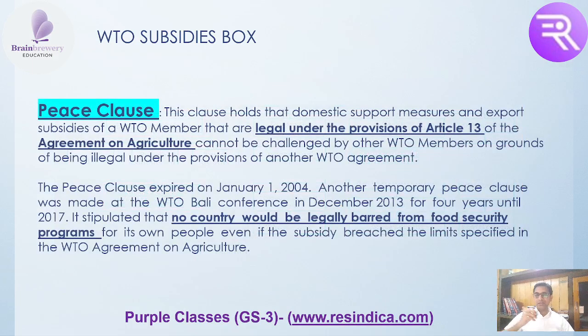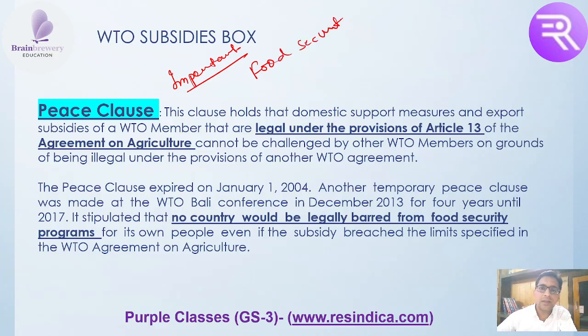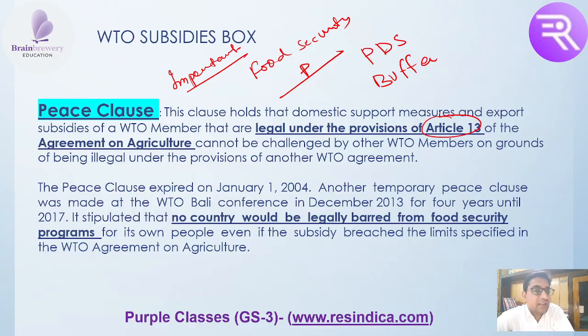Okay, so there is also a peace clause, because this is very important, because there are a lot of countries which are running food security programs. They have to keep PDS, they have to keep buffer stock. So there is a legal provision under Article 3 of the Agreement on Agriculture that happened in the Uruguay Round. Okay, so anything that has been done under this peace clause will not be illegal.